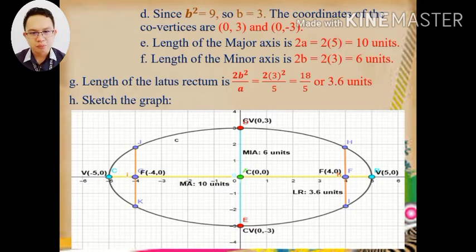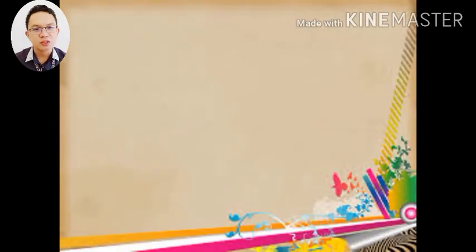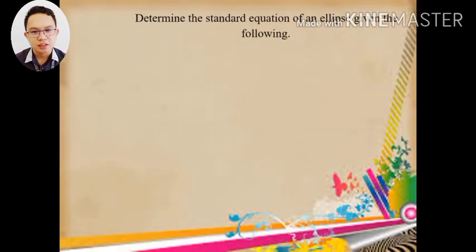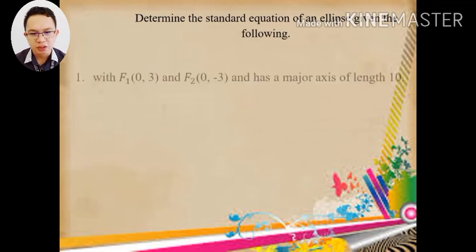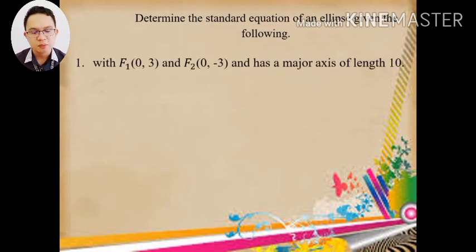Those are the steps on how to get the different measurements or coordinates of the given parts of an ellipse. Now, we will solve problems in the opposite way. Given the parts, we will find the equation. Determine the standard equation of an ellipse given the following.